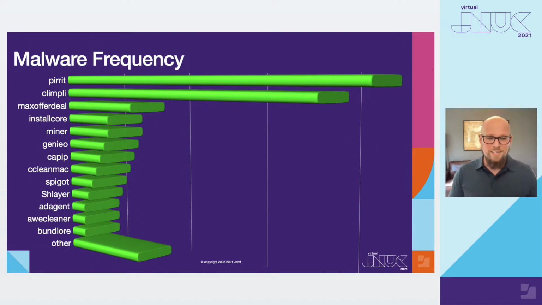But one of the things you need to keep in mind is that this is a list of what we're seeing in real time. A lot of times we end up getting sensors installed after malware has already been installed, in which case Shlayer is a dropper of adware, and it drops adware onto the system. So if we were to be installed after Shlayer ran, we would pick something up like Pirate or Klimply or Maxoff or Deal or something like that, which could explain why Shlayer is so low on our list in terms of what we're seeing on a regular basis.